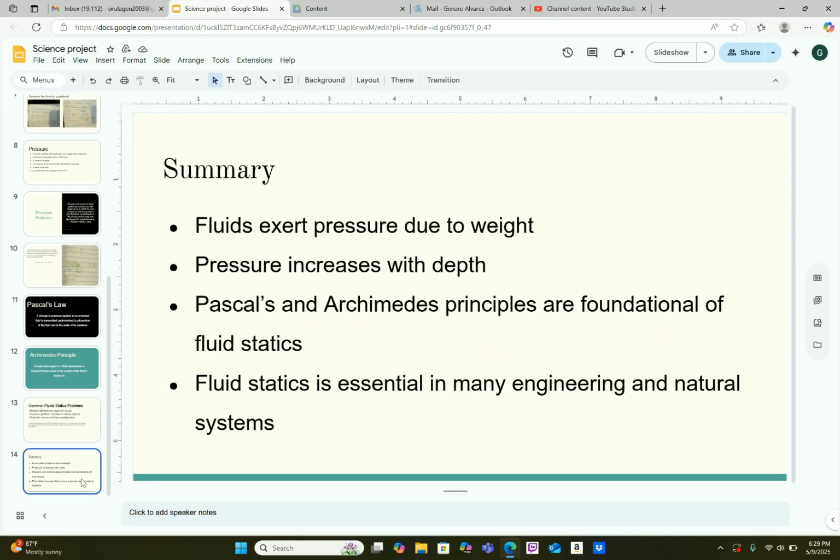And here's the summary of what we hoped we covered in this PowerPoint presentation. We hope that we covered that fluids exert pressure due to their weight. The pressure increases with depth. Pascal's and Archimedes' principles are foundational to fluid statics, and fluid statics is essential in many engineering and natural systems.